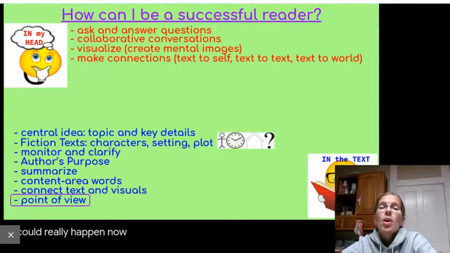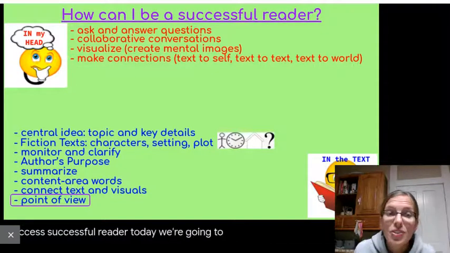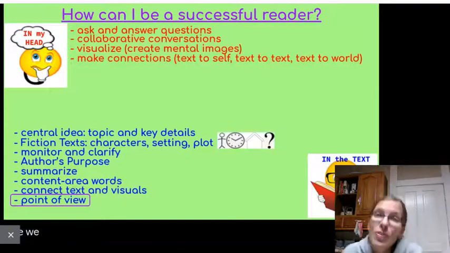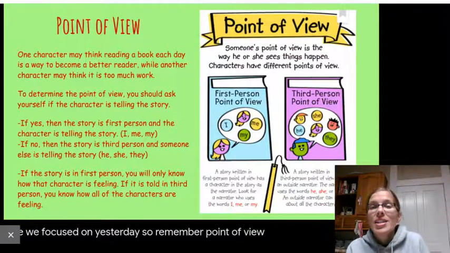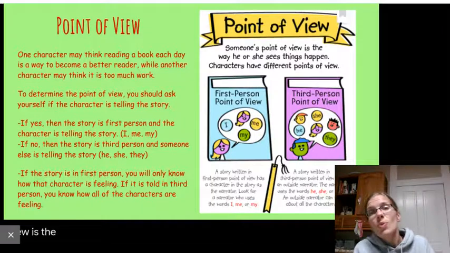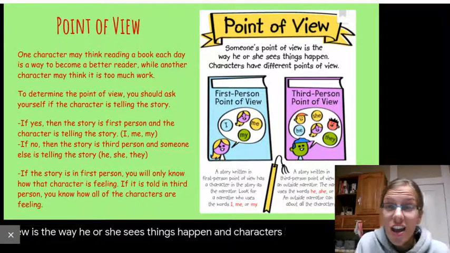Now, remember all of the skills we've learned so far to be a successful reader. Today, we're going to focus on point of view again, just like we focused on yesterday. So, remember, someone's point of view is the way he or she sees things happen. And characters have different points of view.